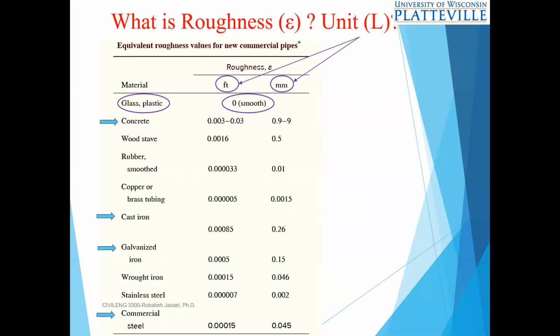it's 0.9 to 9 for concrete, depending on the aggregate we use in the concrete, it might vary. Or for cast iron, you can see what is the roughness, or galvanized iron. A lot of piping systems are either galvanized iron or cast iron, and sometimes they are commercial steel. So from here you can find epsilon or roughness.